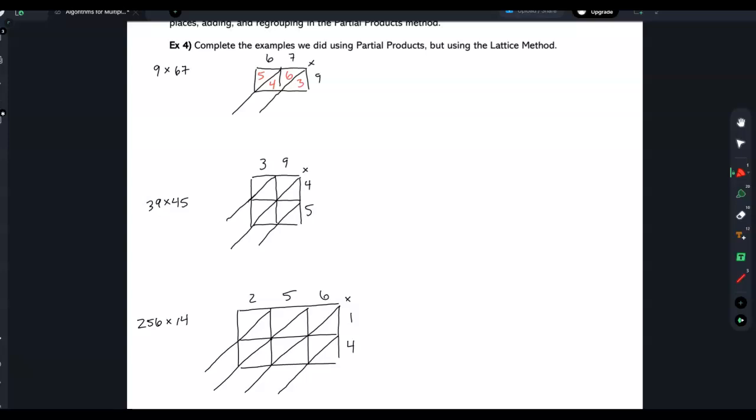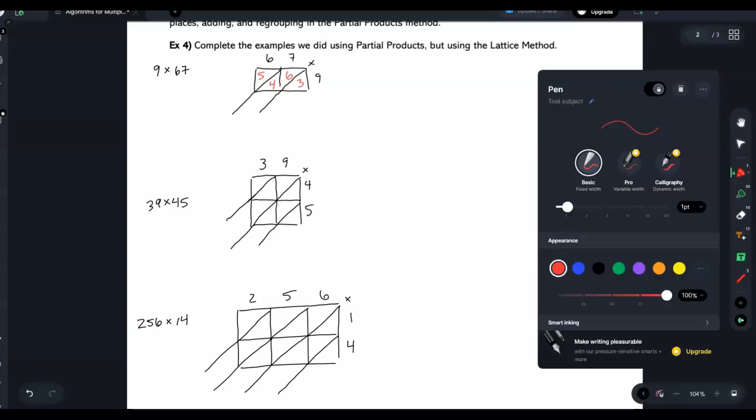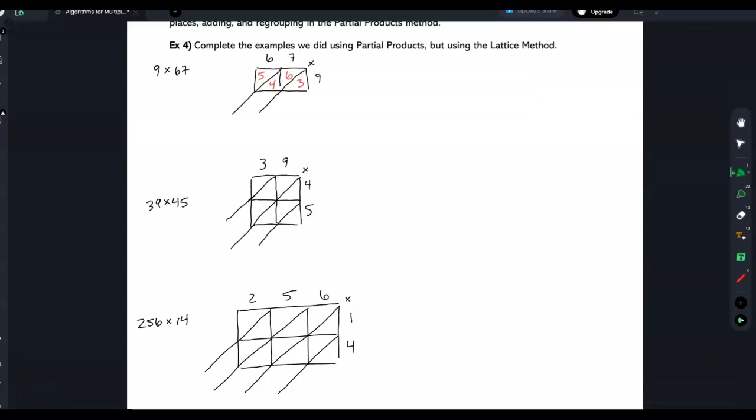You wouldn't have to. However, now I'm on my adding step. And when I do my adding step, I do need to do this in order in case there's regrouping. So I'm going to go ahead and add up these numbers along each diagonal.